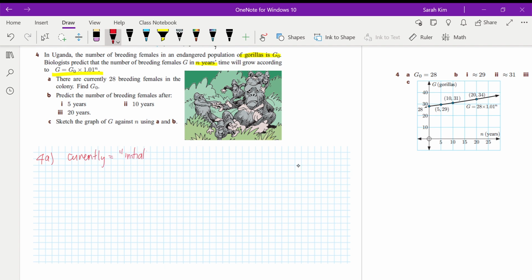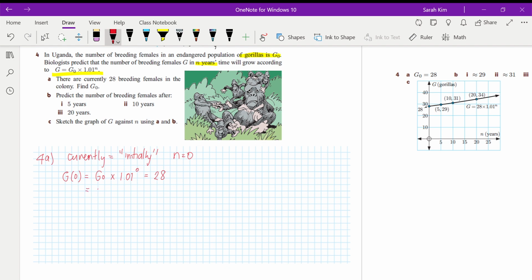Now we know what initially means. That means my time, whatever it is, is equal to 0. In this case, my N is equal to 0 because we're using years. So if I substitute that in, G of 0 equals, now I don't know what G0 is, but if I do 1.01 times the power of 0, it should equal 28 breeding females because that's currently my situation.